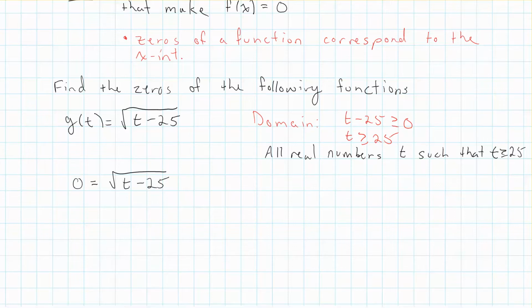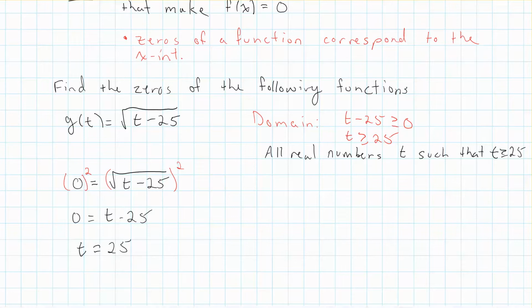Now remember, solving radicals, we've talked about how to do that. You want to raise both sides to the appropriate power, and since this is a square root, I'd raise both sides to the second power. So you'd have 0 squared equals the square root of t minus 25, quantity squared. And so then we get 0 equals t minus 25. Add 25 to both sides, and you get t equals 25.